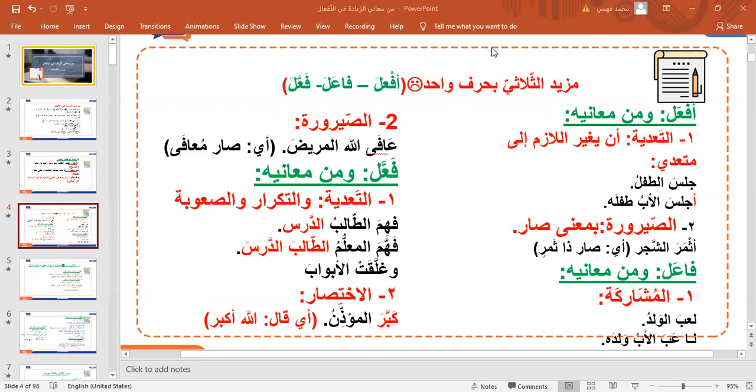The second meaning is sayrura al-man. This means that it changes into something else. For example, thamara, athmara, ash-shajara.